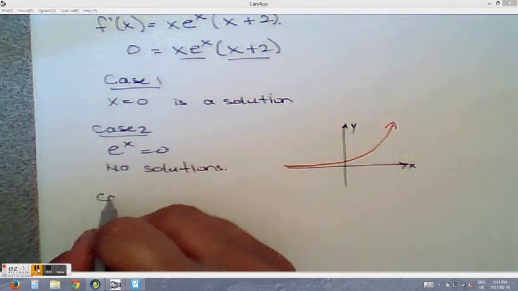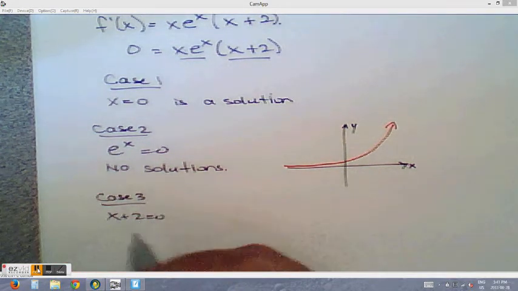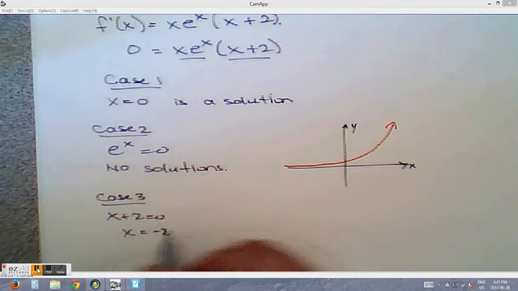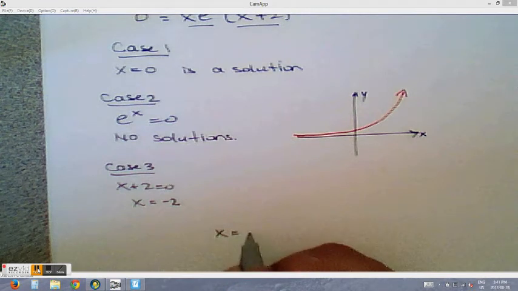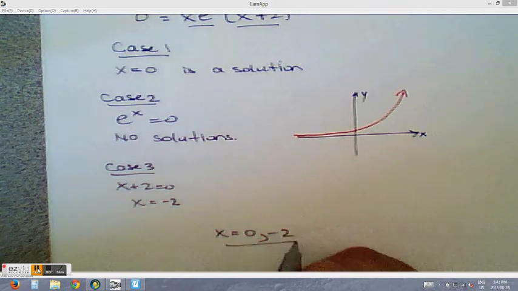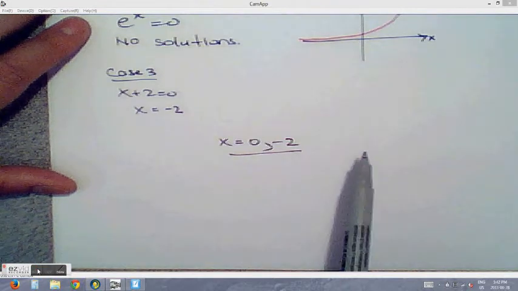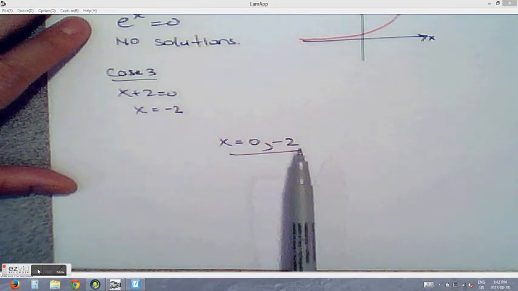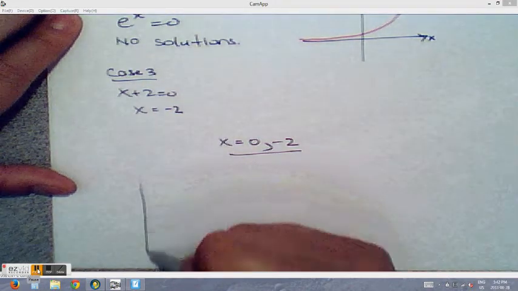So our third case, of course, is this other bracket here. Case 3, x plus 2 is equal to 0, so x then is equal to negative 2. So our two solutions then are x equal to 0 and negative 2. As you recall from your previous unit, this divides our graph into 3 sections. We can go ahead and draw a table.